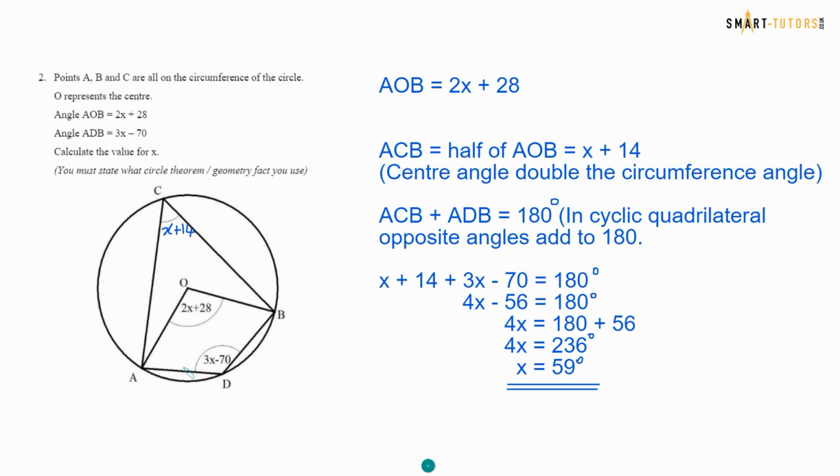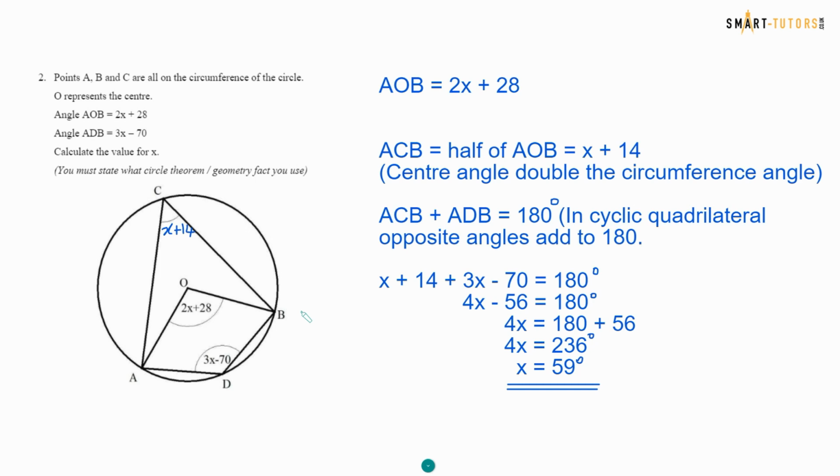Opposite angles add up to 180. So ACB plus ADB is 180. So x plus 14 plus 3x minus 70 equals 180. Add them together: 3x plus x is 4x, and 14 minus 70 gives minus 56.